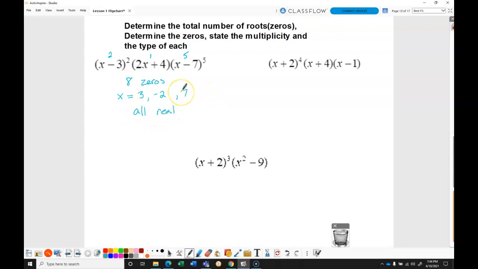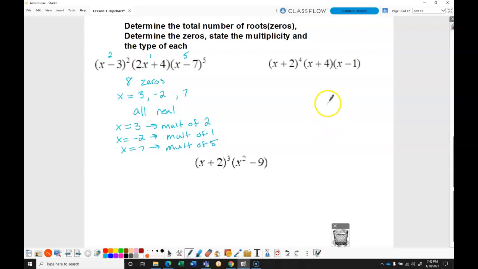That was the type, and I need to state the multiplicity. So x equals 3 has a multiplicity of 2. X equals negative 2 has a multiplicity, you really don't even have to say this, but of 1. And x equals 7 has a multiplicity of 5.